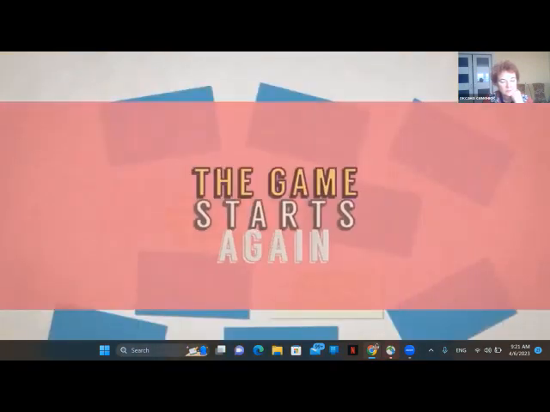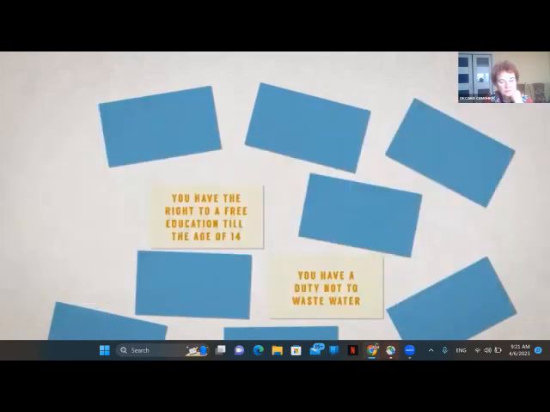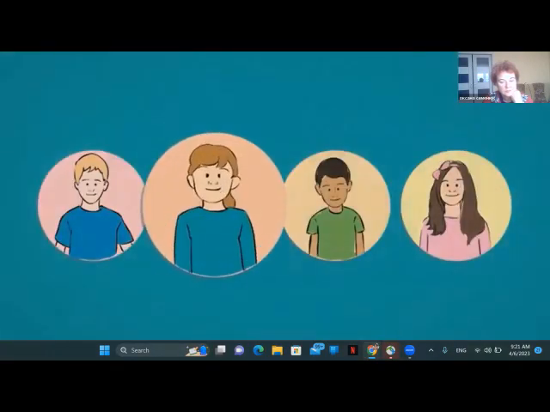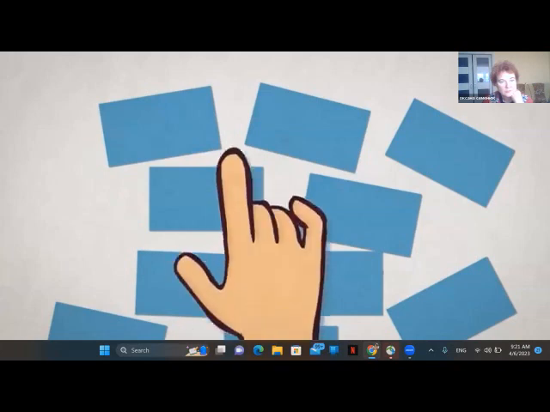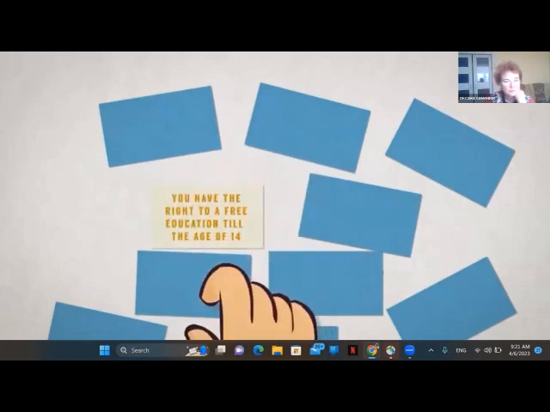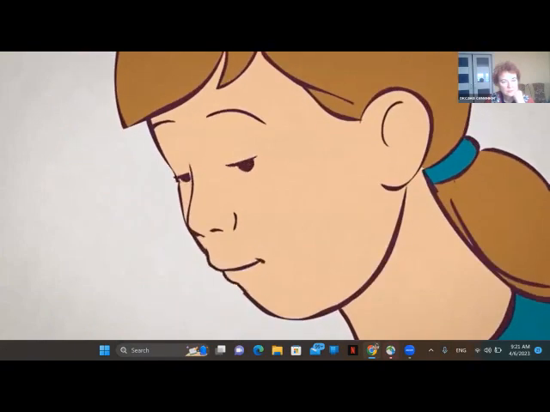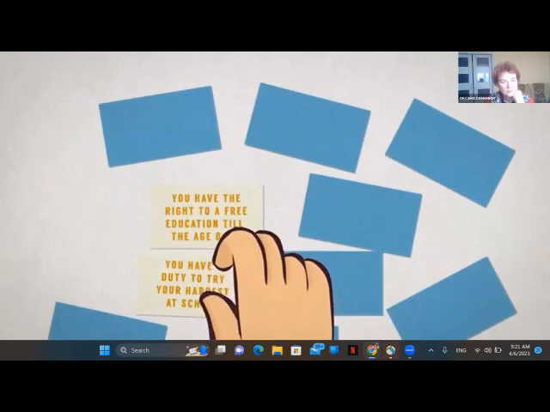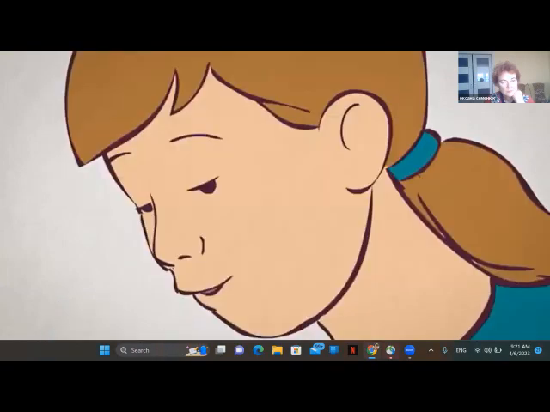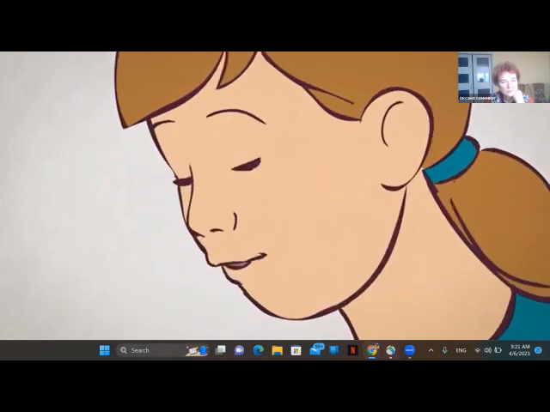The game starts again. The next player tries. She turns over a card without moving it. She reads the card out loud. You have the right to a free education till the age of 14. Now the same player turns over a second card without moving it. You have a duty to try your hardest at school.